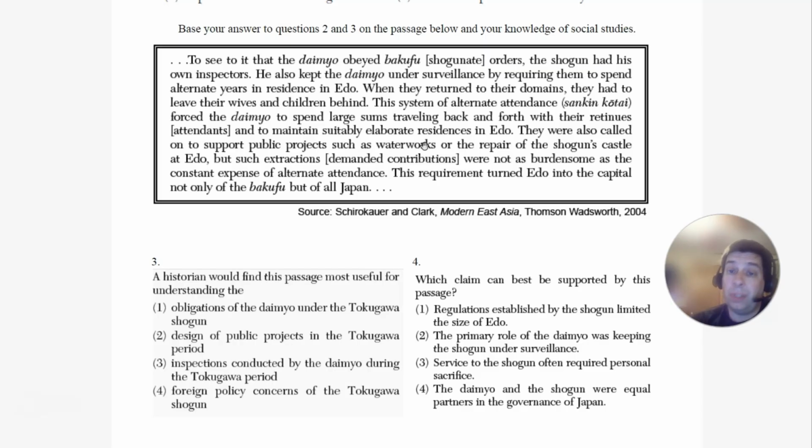I mean, they did talk about the stuff they have to do. They have to do the alternate attendance thing. They had to spend alternate years in Edo. They had to support public projects. So maybe the design of public projects in the Tokugawa period.